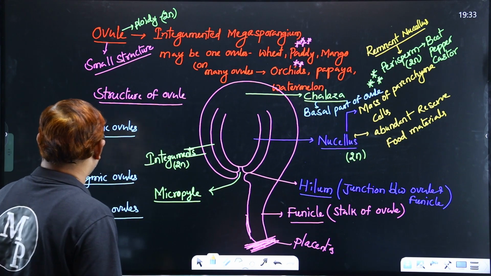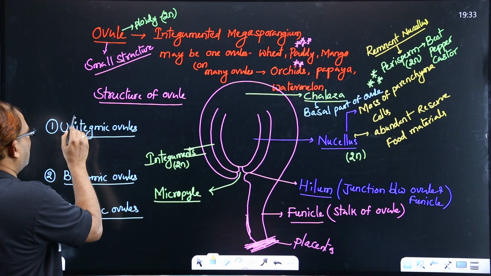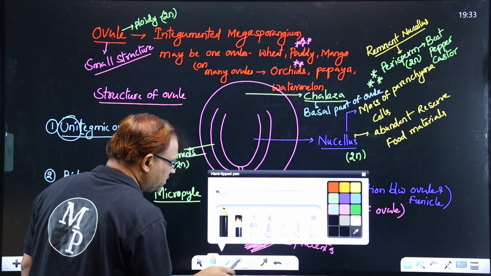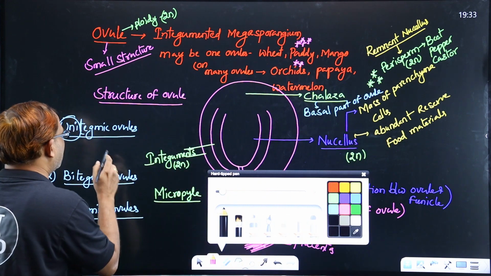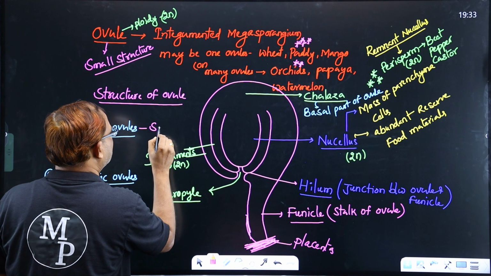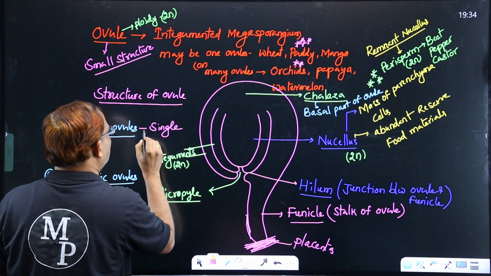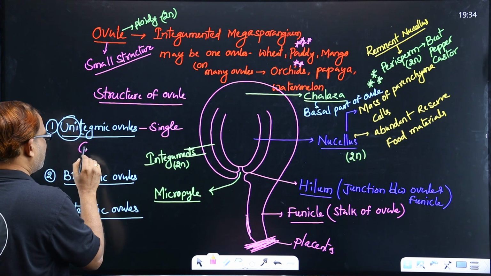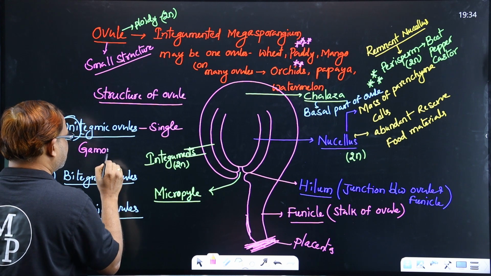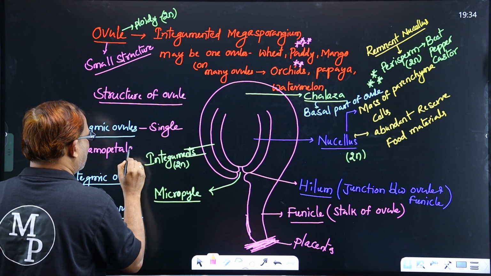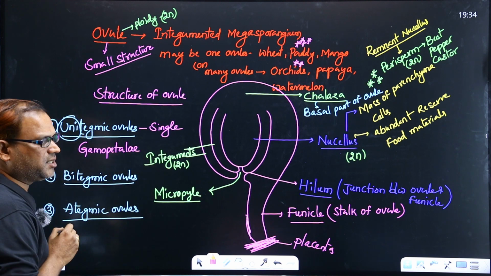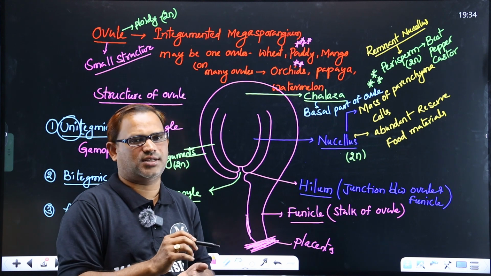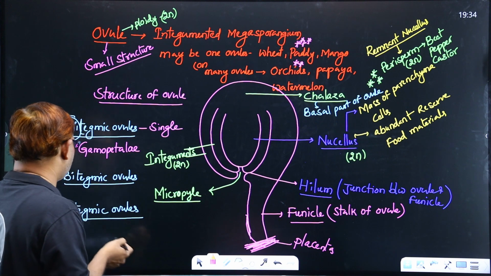Okay, look at the name unitegmic. Uni means what? Single. Only one integument, a single integument, and an ovule with only one integument is called what? Unitegmic ovule. The best example is what? Gamopetalae members. Petalae means petals. Gamopetalae means fused petals.